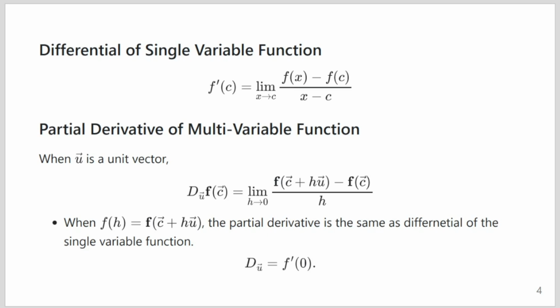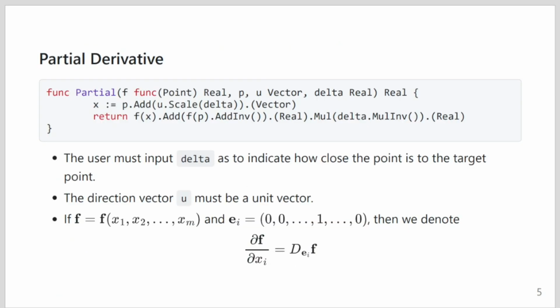In a multivariable function, the direction of change is important. What is needed here is another vector, u. The directional derivative of a multivariable function is calculated by measuring how much the function value changes when moving slightly in the direction of vector u from the reference point c. This concept also applies to single variable functions, but here the variables are extended to multiple ones.